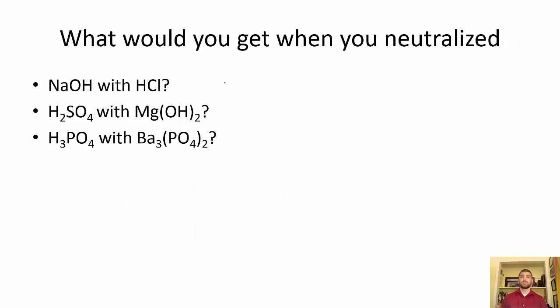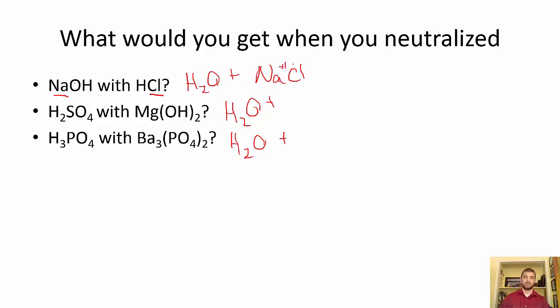So let's take a look. What would you get when you neutralized NaOH with HCl? Well, again, remember that you're going to get water. Always. We're going to get water for all these, so why don't I just write them all? And some other thing. Well, what are we left with? We're going to be left with a Cl minus and Na. So we're going to get NaCl, plus 1 minus 1, so the formula is just that.